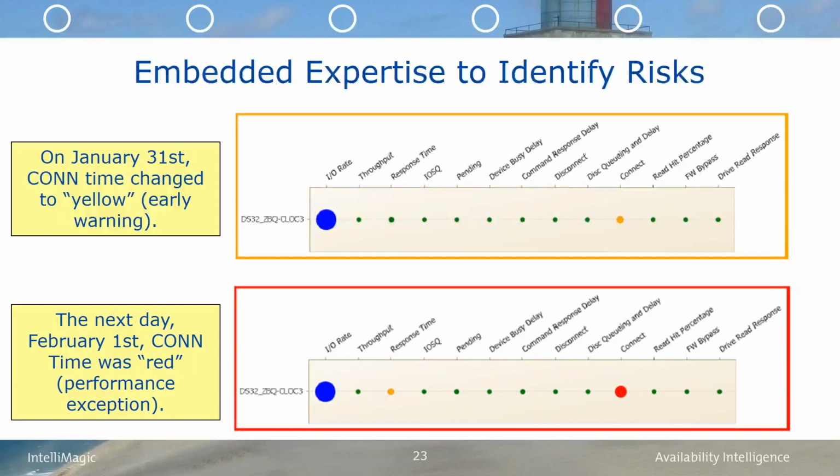So the customer is using IntelliMagic Vision to regularly monitor their storage. Before the problem began, the connect time was healthy per the dashboard. However, here we see on January 31st that the connect time changed to yellow. This is the first evidence that something has changed. Indeed, on the next day, February 1st, the dashboard had turned red. So now we have an issue with connect time, and it's likely causing other problems. Notice also that the response time has turned yellow. So the connect time is making a big contribution to the response time here.